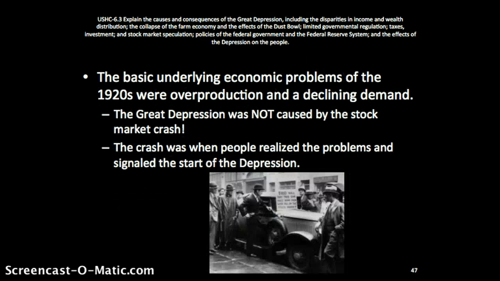The basic underlying economic problems in the 1920s were overproduction and declining demand. So what both of those things do is lead to lower prices. And so as prices got lower, people could buy less, which is then going to lead to the Great Depression. The Great Depression was not caused by the stock market crash. The crash was when people realized the problems, and it really signaled the start of the Depression. So never say that the stock market crash caused the Great Depression.